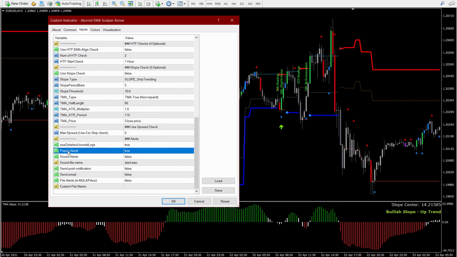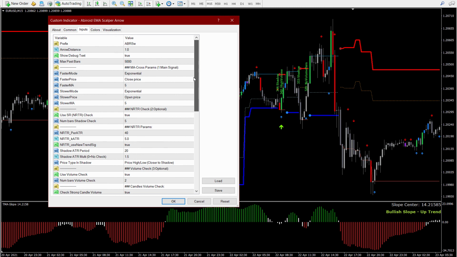Finally, we have the alerts. You can get the pop-up alerts or push notification emails or file alerts. You can also define your custom file, and all of these settings will be described in detail in my website.